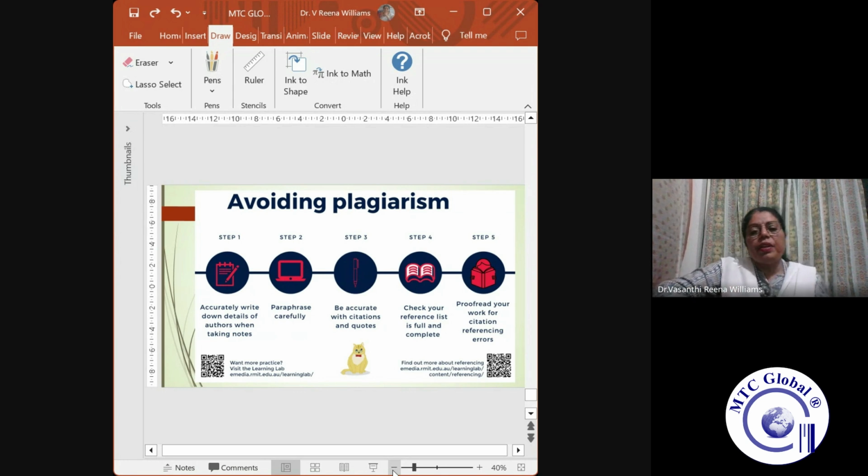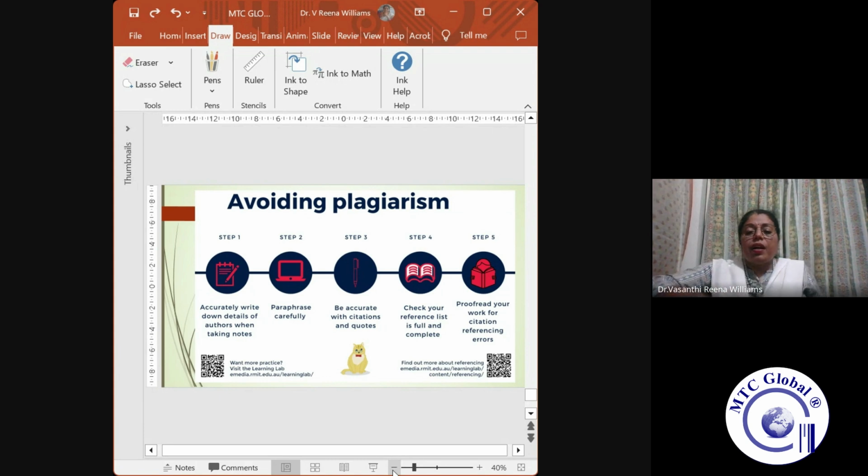In the way I put the finding of that study into my study, to say that I have taken it from this XYZ person, I should not paraphrase it in such a way that the meaning itself changes. It affects that author as well. So paraphrase carefully, then be accurate with citations and quotes. A quote is what they mentioned, and you put it in inverted commas. Don't put your own words there and then say that you have taken it from somewhere.